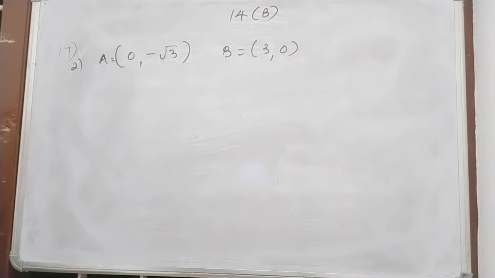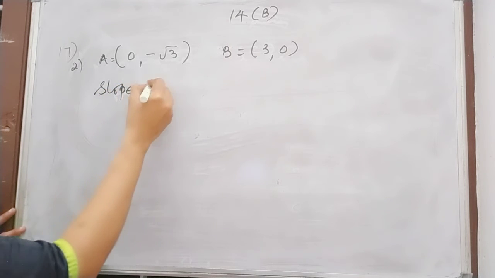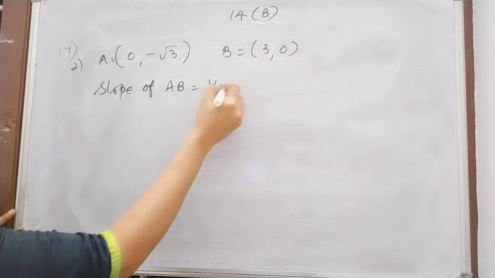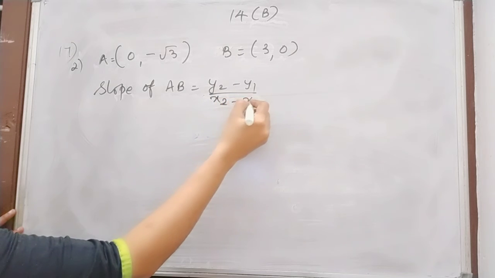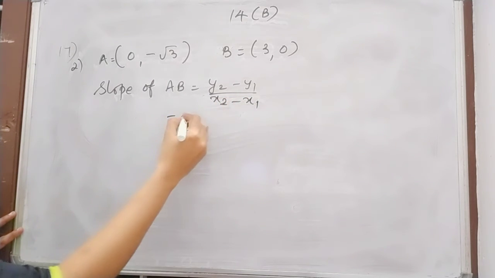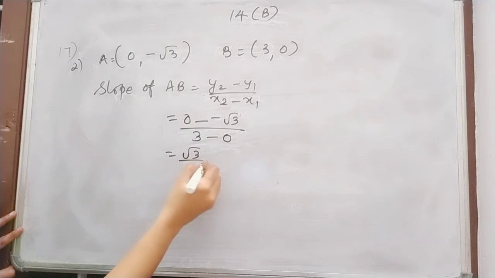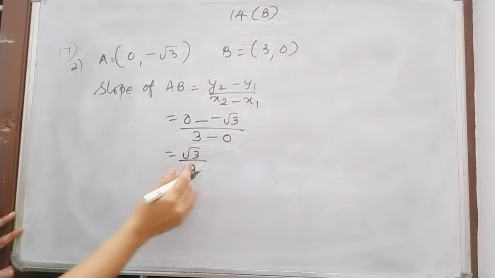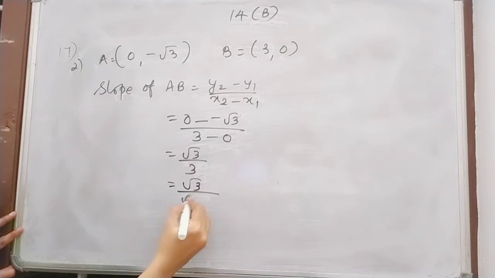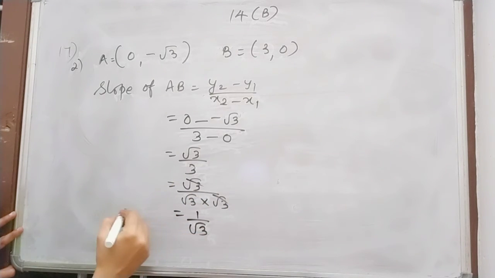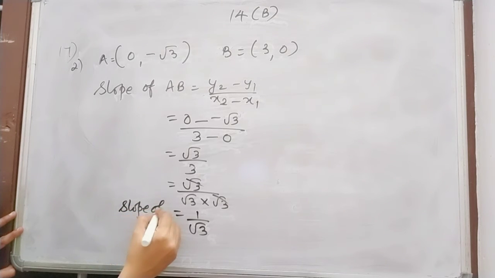Second question, A is 0, negative root 3 and B is 3, 0. Here also we can find the slope of AB. Slope of AB is equal to y2 minus y1 divided by x2 minus x1, which is 0 minus negative root 3 divided by 3 minus 0, which is positive root 3 divided by 3. So 3 can be written as root 3 into root 3. So root 3 cancels, and we get 1 by root 3 as the slope of AB.